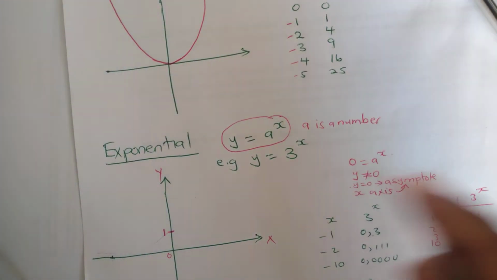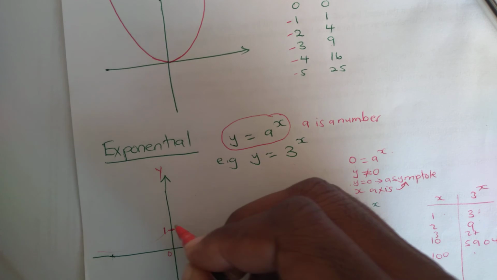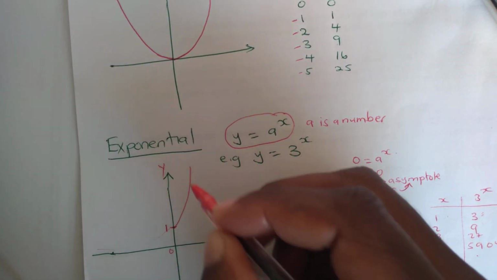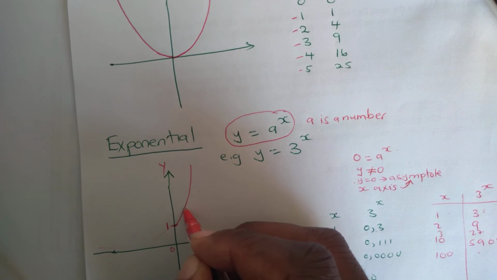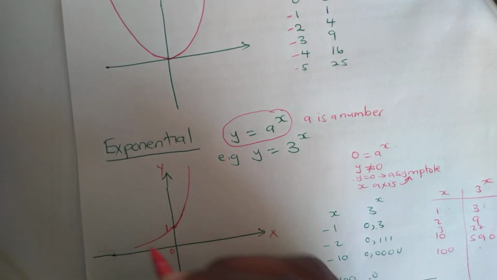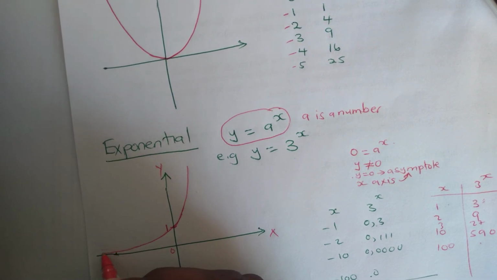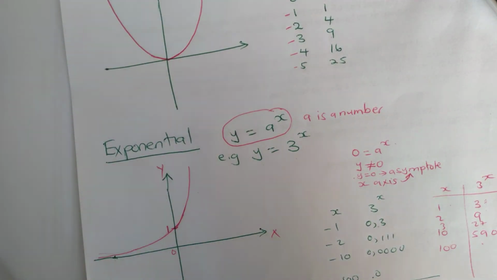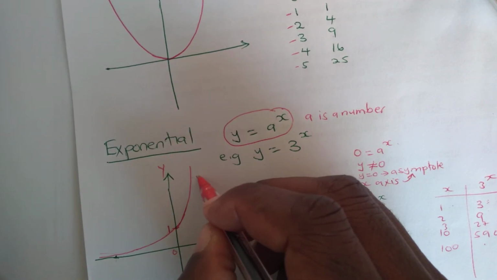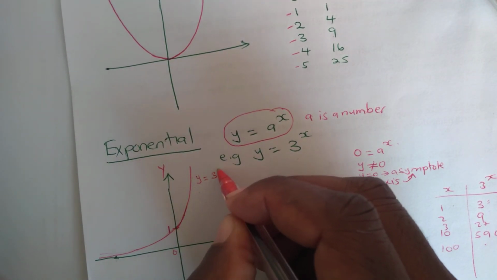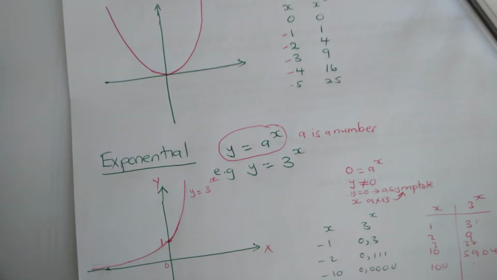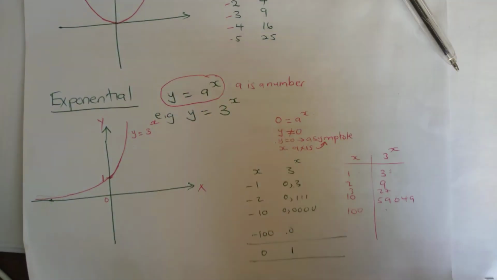So when you're plotting this graph, on the right hand side, take note the graph just shoots up like that. But on the left hand side, the graph drops, getting closer to 0 but never touching the x-axis. So this is your graph of y equals a to the power x. In this case, we're using 3 to the power x. That's how it is.